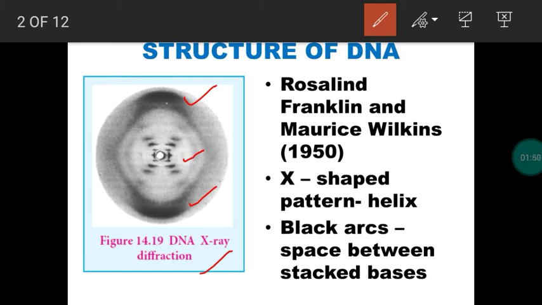Within the nucleic acids, we have three components: nitrogenous base, pentose sugar, and phosphate groups. So between the nitrogenous bases, what will be the spacing? This is represented by the black arcs in the diffraction pattern.